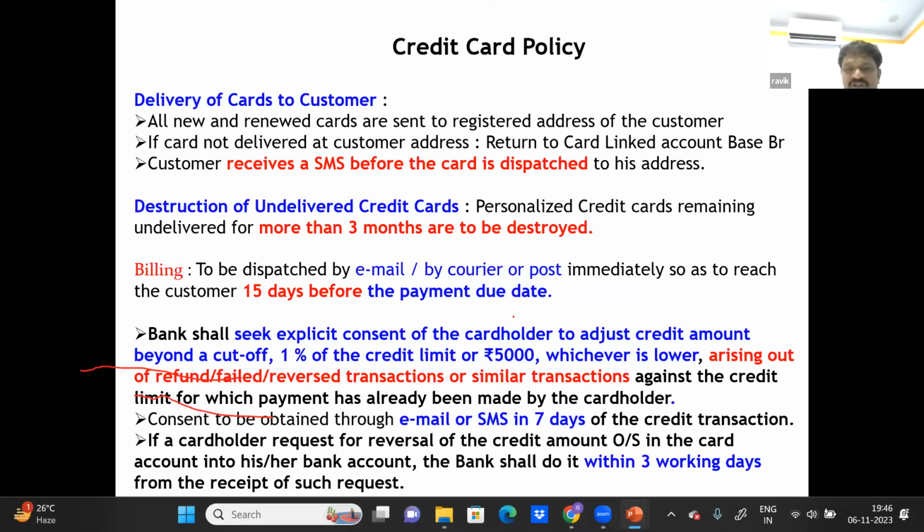Then, destruction of cards. Already I discussed it with you. Any personalized cards kept pending, undelivered for more than 3 months, you have to destroy the credit cards.